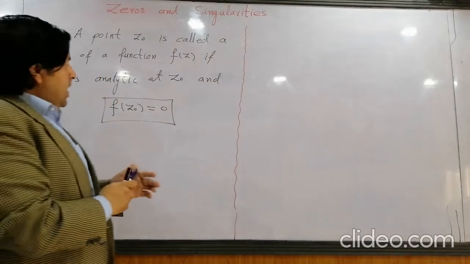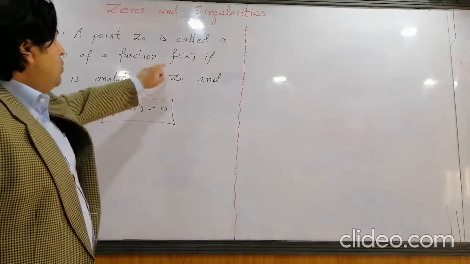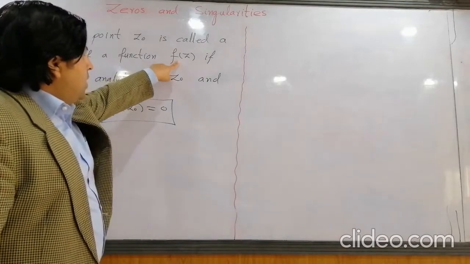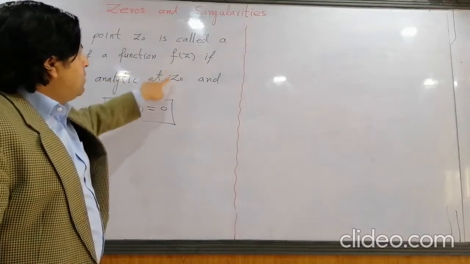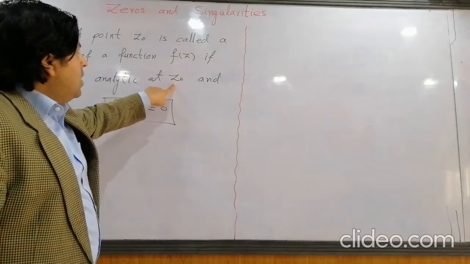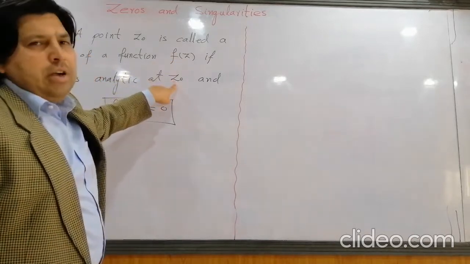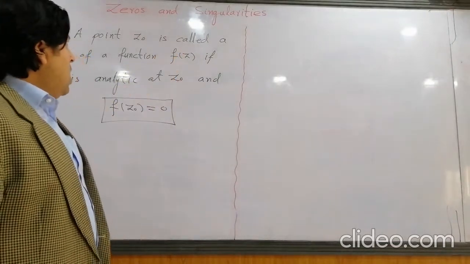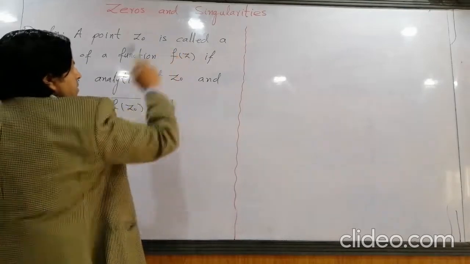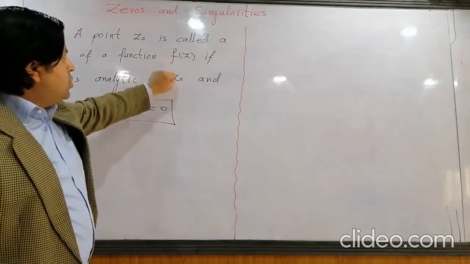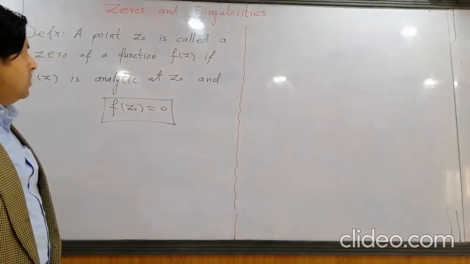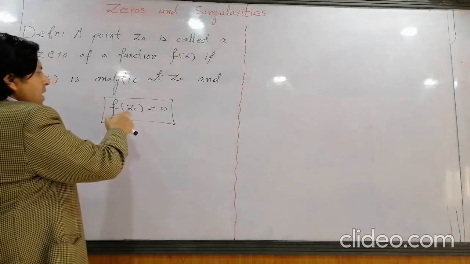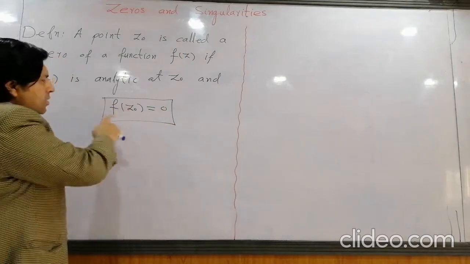From my previous lectures, you know what we mean by an analytic function. A function f of z is called an analytic function at the point z0 if it is differentiable at the point z0. So first of all, this function must be differentiable. Now if we are given a function f of z and I put some value inside this function and I get an answer which is exactly 0, then z0 is called a zero of this function.